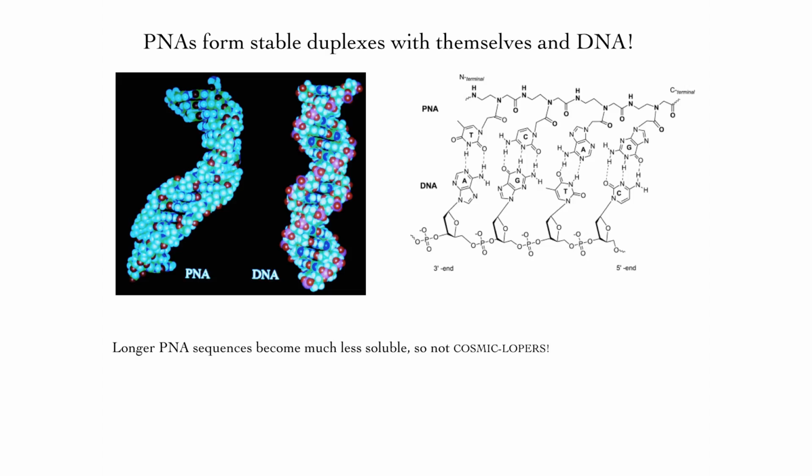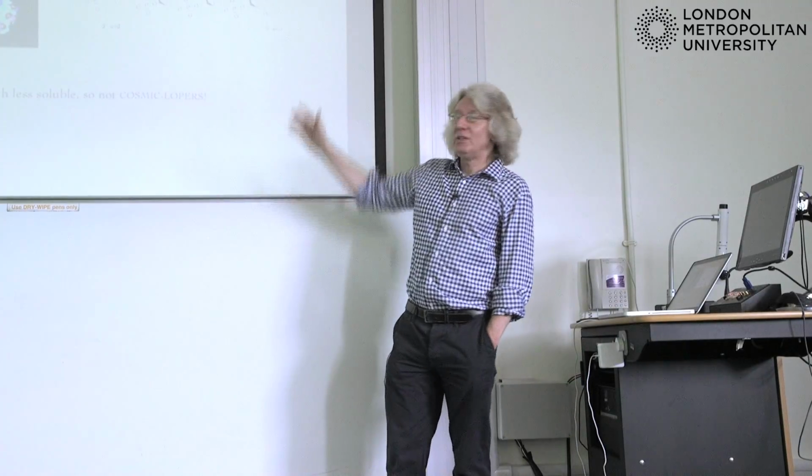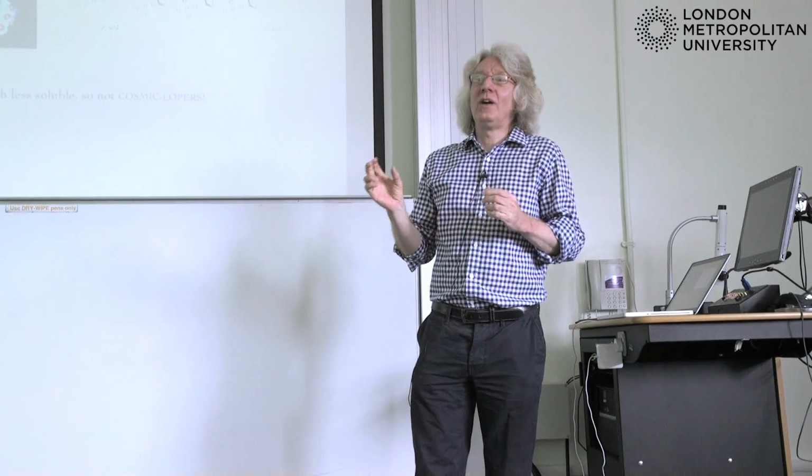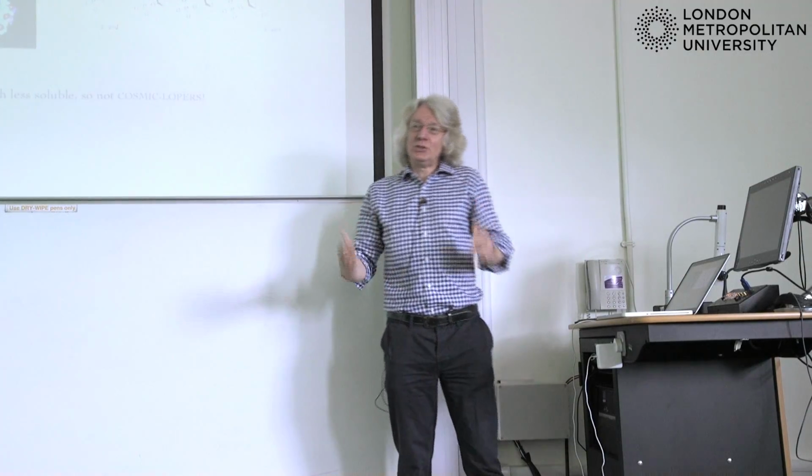As you get longer sequences, they become much less soluble. So when you go beyond about, I think, 30, they'll start to precipitate out of aqueous solution, rather like the dregs in a beer barrel, that's what you'd find. They become insoluble. So I don't believe these PNAs are cosmic polymers. You will not find anything in the universe which uses these. Now I say that guardedly, but just based on chemical logic.